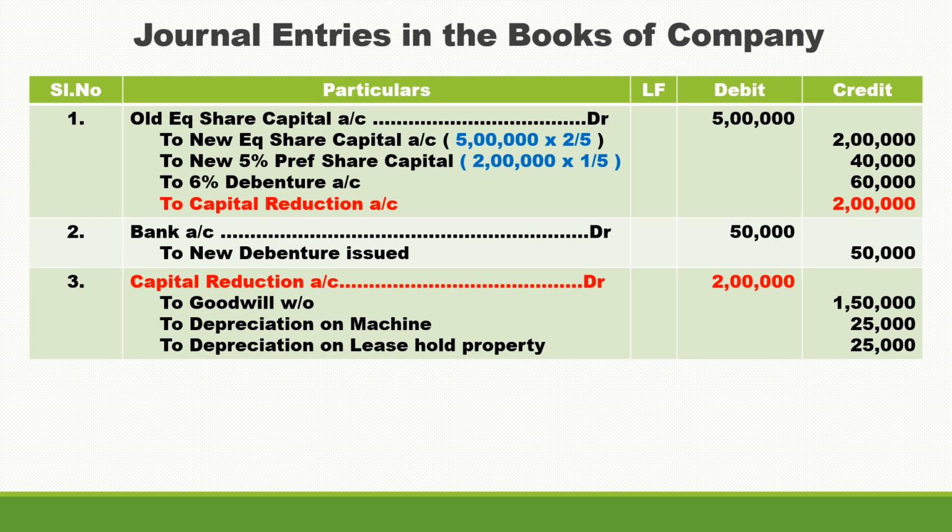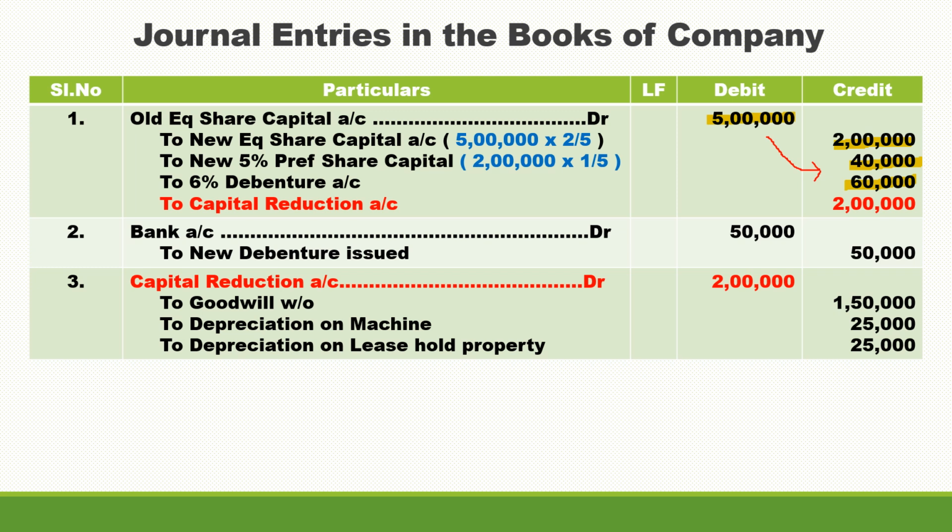Before that, as I told you, they are taking away old equity share 5 lakh, and giving new 2 lakh equity capital, new 40,000 preference share, and new 60,000 debenture. So they are exchanging old to new. Therefore, students, you get a capital reduction of 2 lakh.